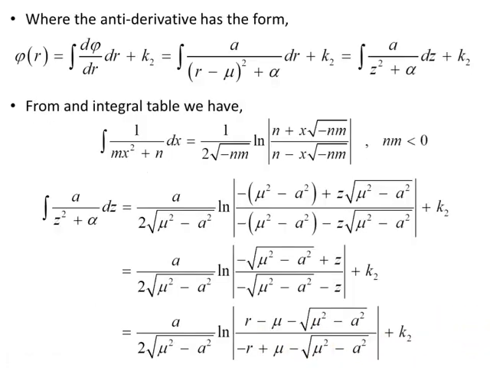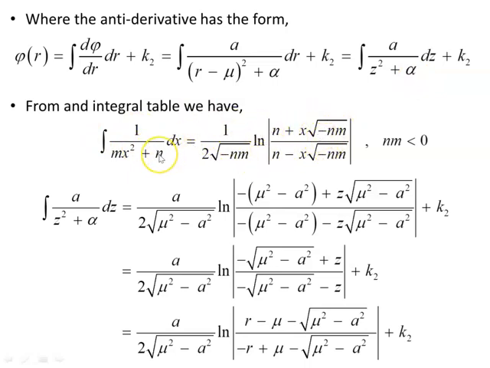Next bit, seek an antiderivative of the form. We want phi, the azimuthal angle, as a function of the radial coordinate, is the integral d phi dr plus k2. So we have this object here plus that, gives us this object. K2 is our constant of integration. Now, from the integral table, because it's a constant over this, we use this one. So I won't go through all that again.